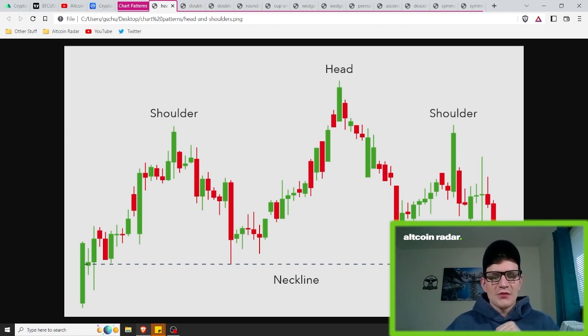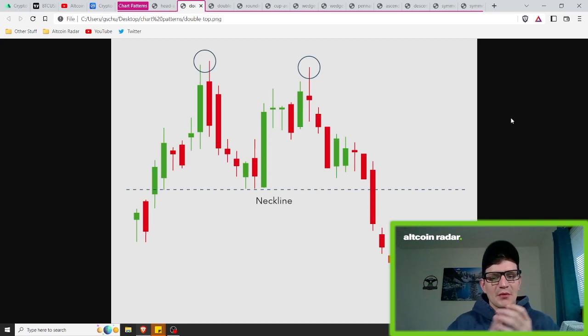Next up, the next chart pattern I've got for you is going to be the double top, okay? So here I've got what's called a double top. And this one is pretty simple and very easy to spot on a chart. Basically, a double top is a pattern that traders typically use to highlight trend reversals, okay?